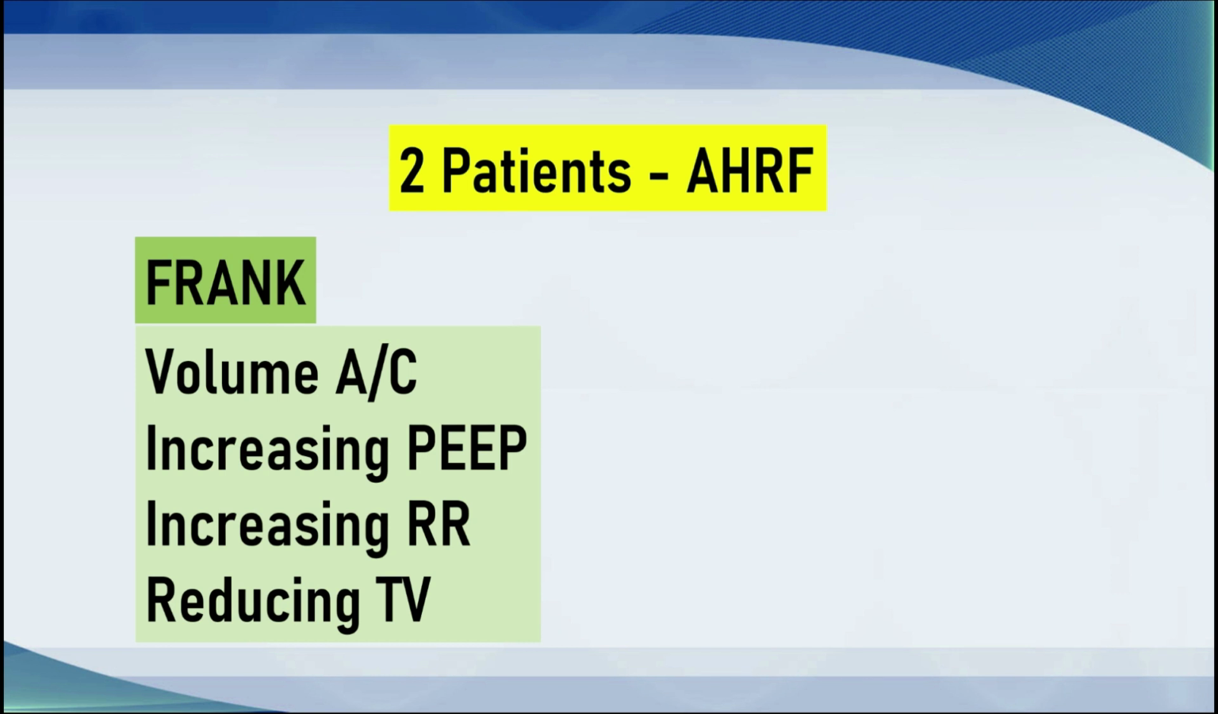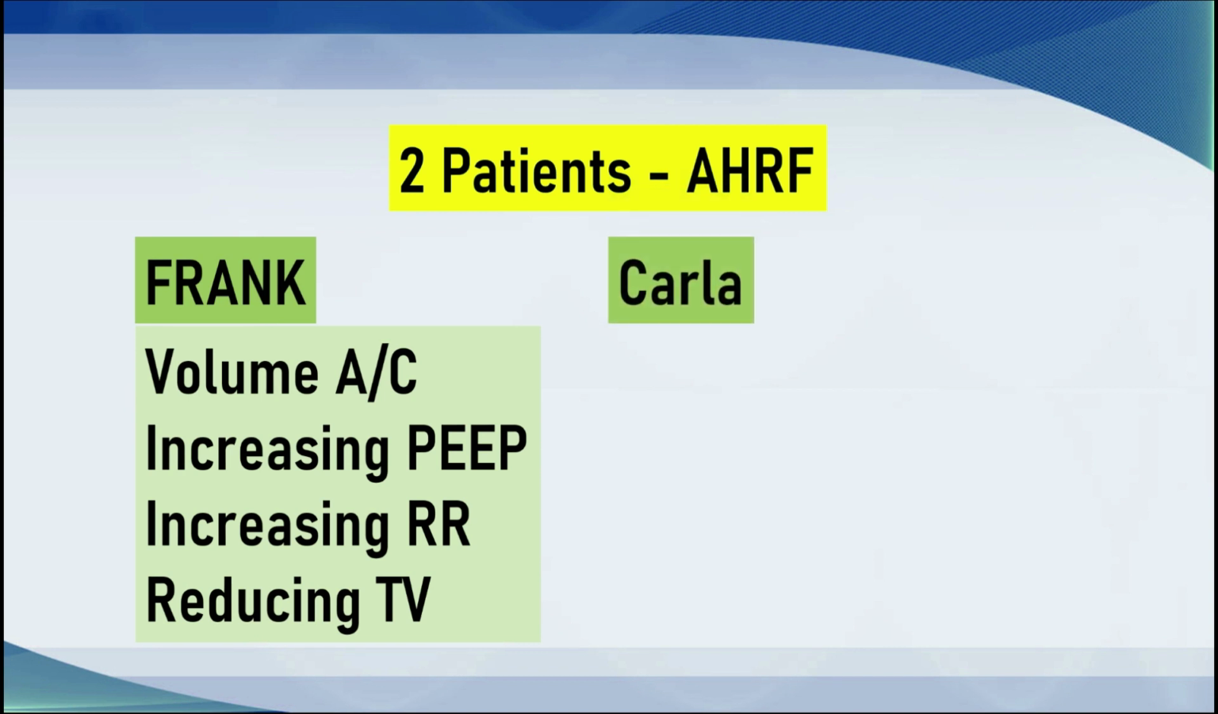Simultaneously, his respiratory rate was also increased. At the point where his airway pressure hit 30 centimeters of water, we started to reduce his tidal volume, and then I explained various different things you could do with him to try and get him through this problem of hypoxemia despite being apparently maxed out on the ventilator.